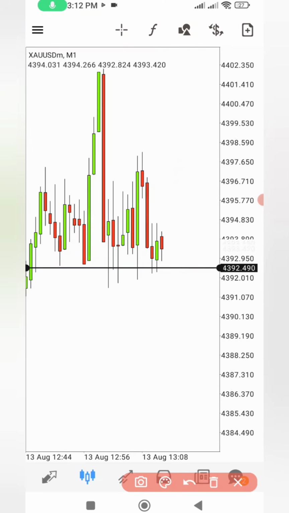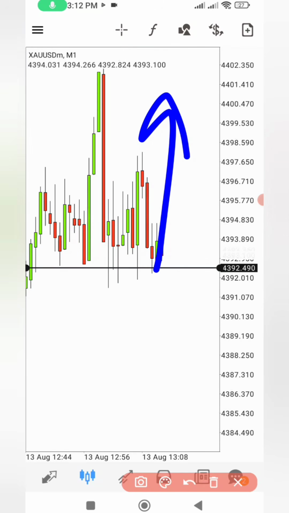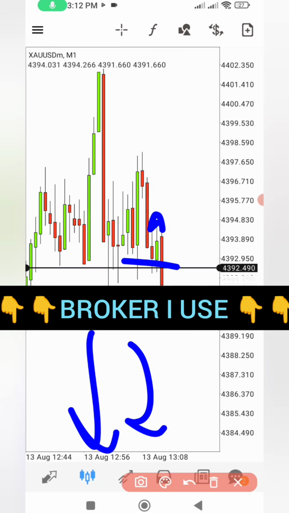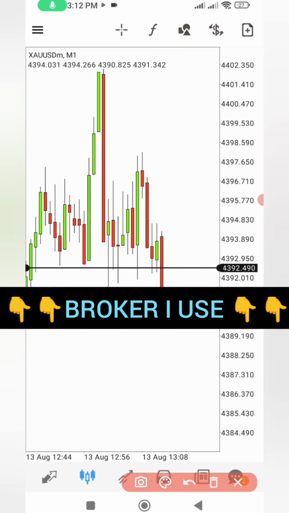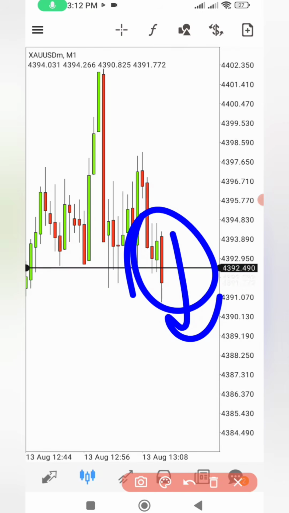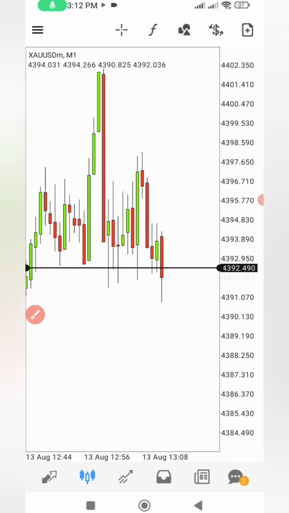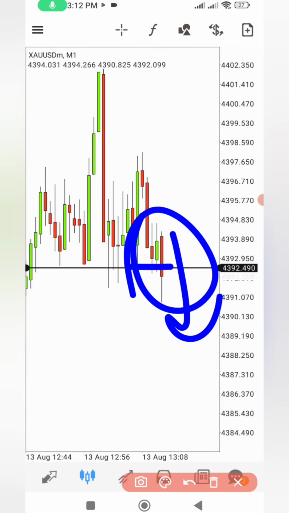But this does not mean that gold is going to bounce for a very long time. So we're going to just enter a quick scalp and exit very quickly using the broker, which is in the video description. Look what's happening right now. Gold is now pushing way down, right? So it's very important when scalping with a small forex account that when entering trades, you know that you're entering and exiting very, very quickly.